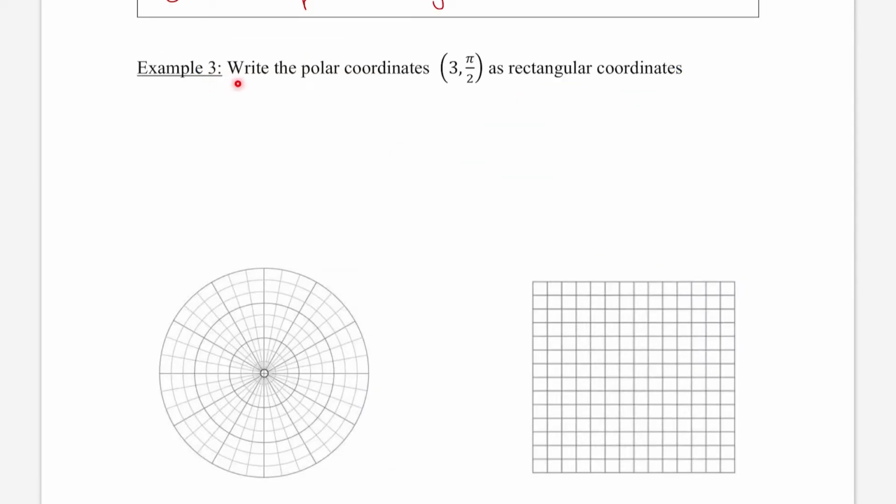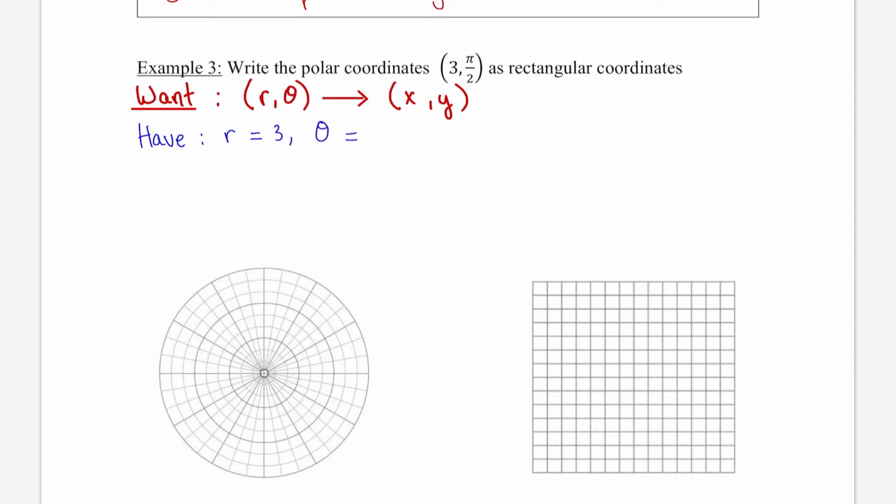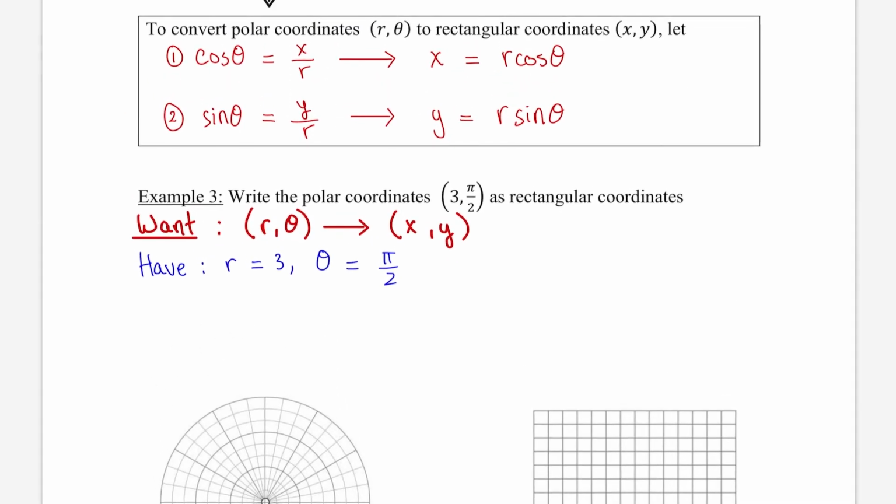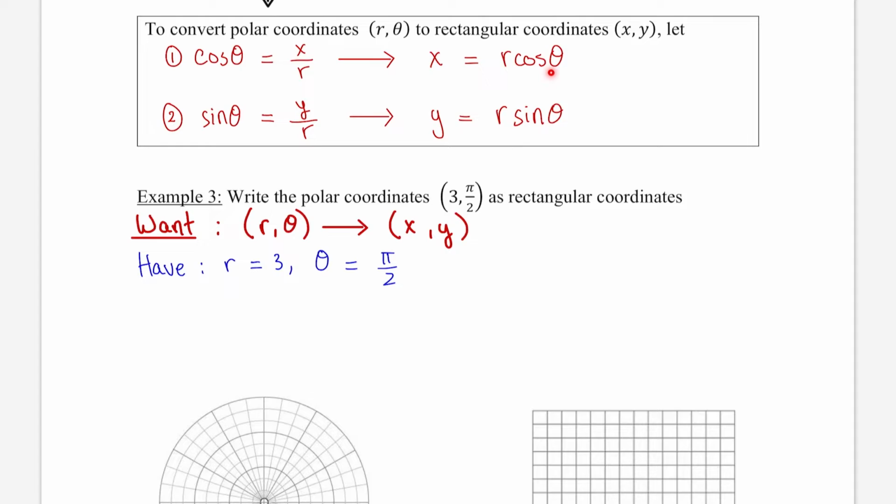Example 3. Write the polar coordinates (3, π/2) as the rectangular coordinates. They've given you the polar coordinates and they want to have the rectangular coordinates. So they gave me r, theta, they want to have x and y. So what I have is r equals 3 and theta equals π over 2. Now I want x. x is r cosine theta and y is r sine theta.